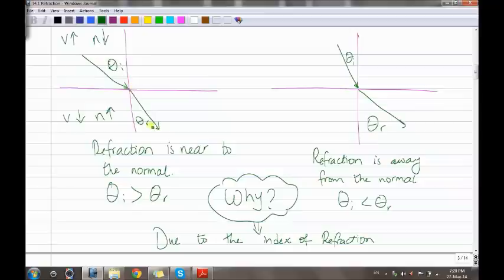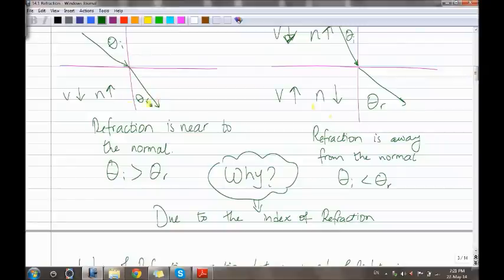And then here, when it refracts with a smaller angle, the volume is less, and the index of refraction is larger. And the same thing here: it hits the surface with a smaller angle, so the v is less and the n is more. So here when it refracts with a bigger angle, the v is more and the n is less, which is the index of refraction.